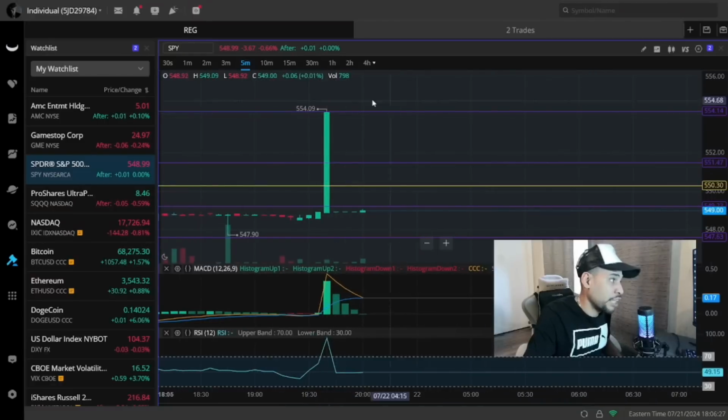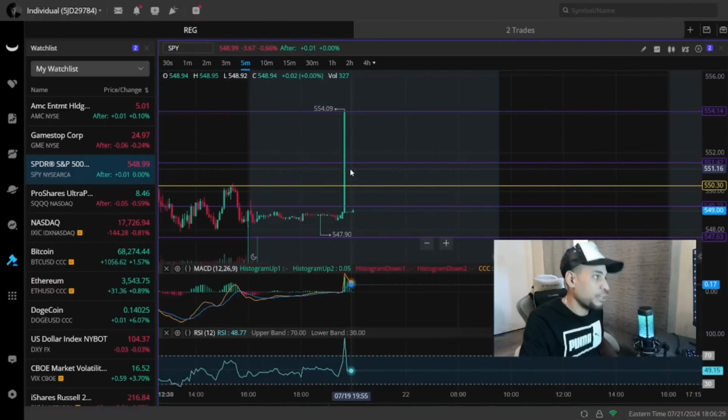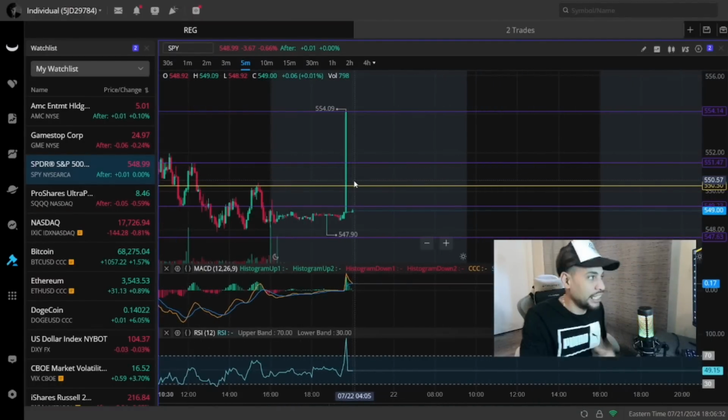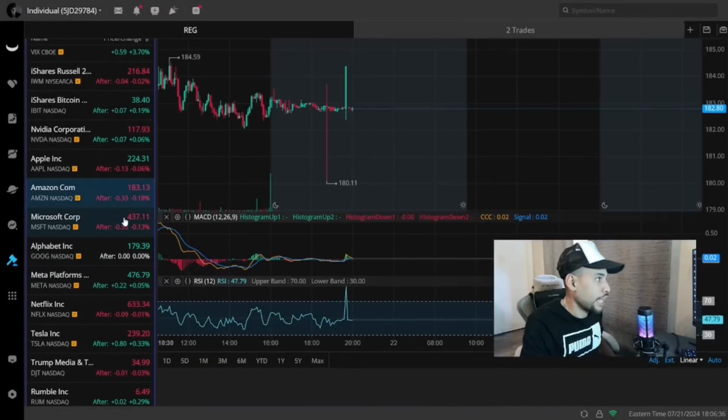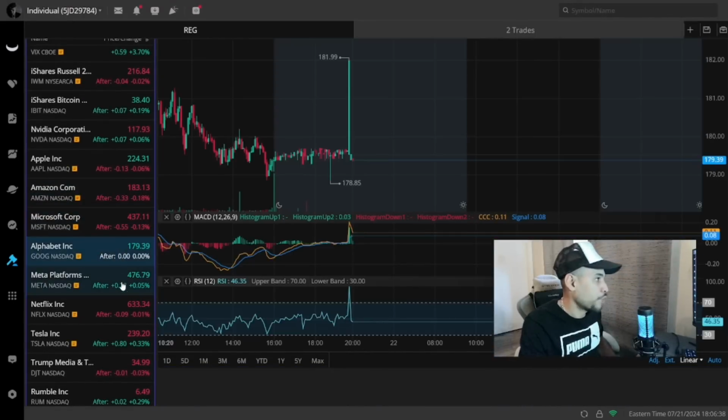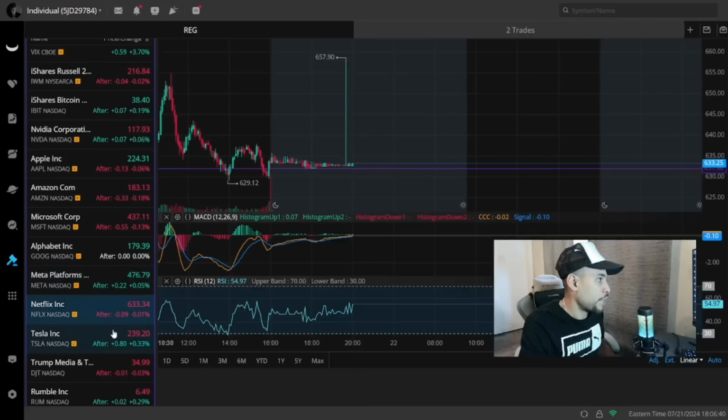And again, we did have these crazy wicks in after hours, but this did happen on every stock. I believe that this is a glitch, in my personal opinion, and it happened on almost every single stock. You can just check any stock and they've all had those crazy wicks in after hours. It doesn't matter what it is, man.